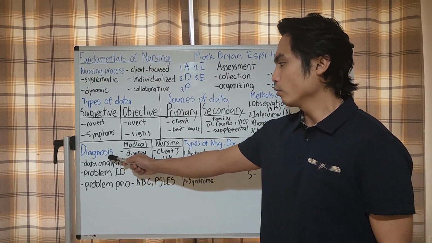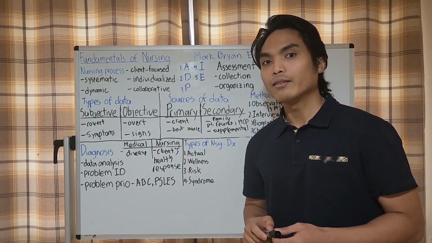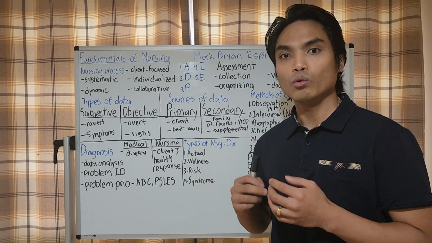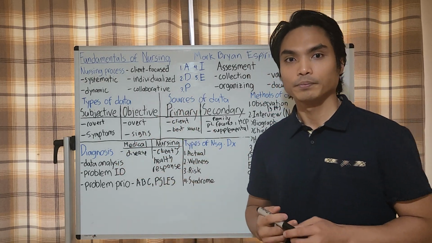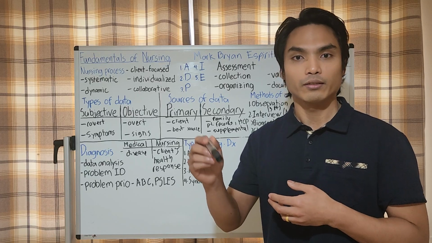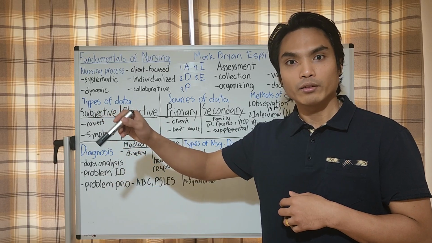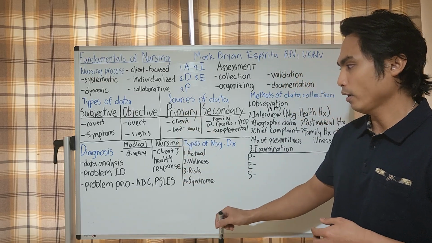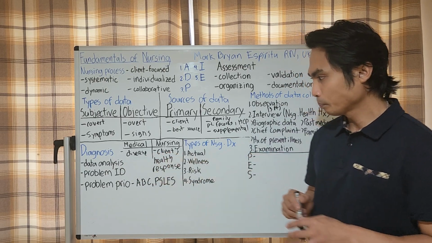So here in diagnosis, we do 3 things. First one is data analysis. In data analysis, we compare the assessment or the data that we collected to the norms and standards. So for example, bring out your book. You see there that the normal range for the temperature is 36.5 to 37.5. Now the data that you got from the client, her temperature is 37.8. So what does that mean? The data is abnormal. So that is the purpose of your data analysis, comparison.